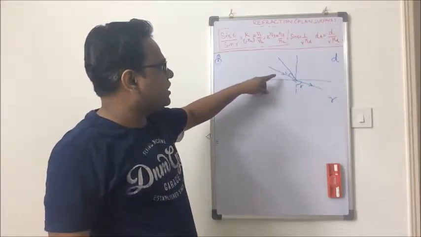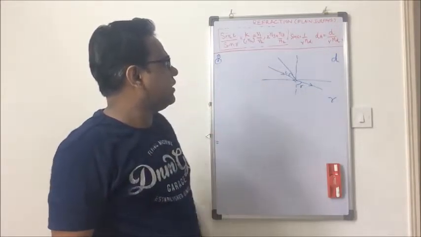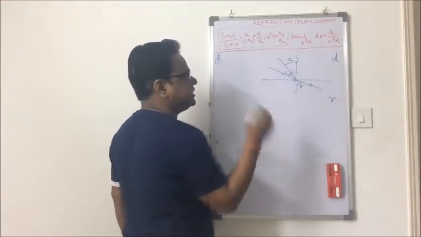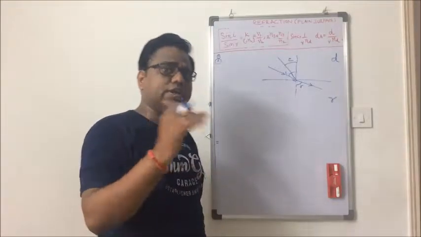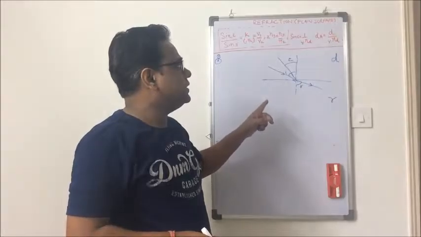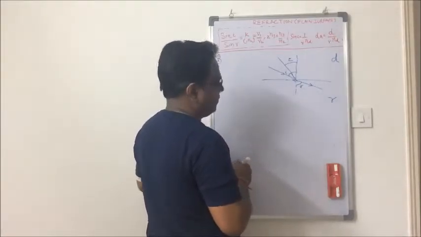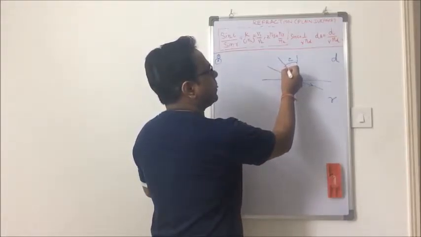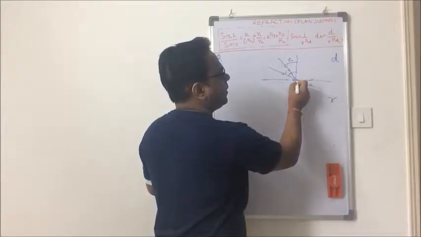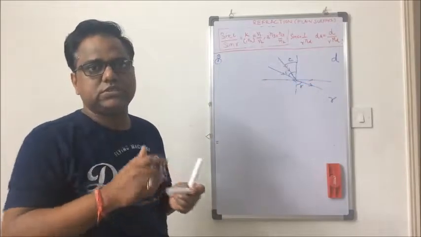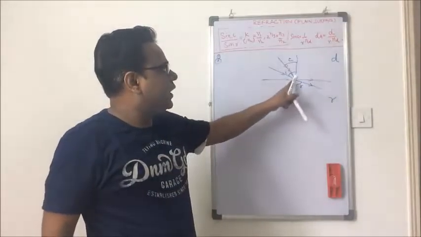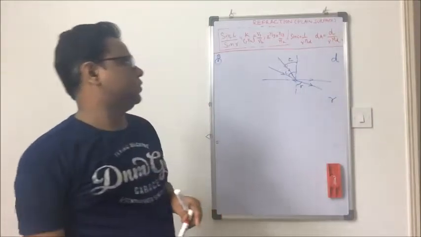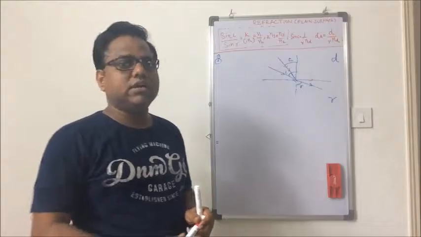So what happens if you keep on increasing I? If you keep on increasing I, there would be an angle, which we will name C for the time being, where the light would just reflect. I mean, it will not enter into the second medium, rather it will take the path along the surface. So that particular angle is called the critical angle.